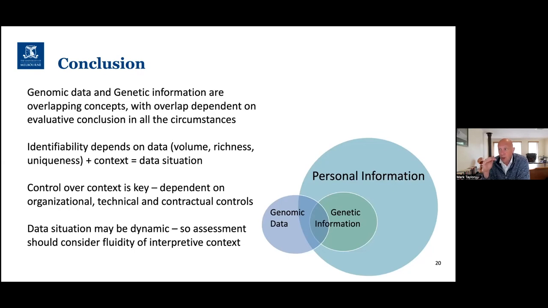Identifiability is going to depend on qualities of the data, such as its volume, its richness, and its uniqueness, but when placed in context. So it's the data situation as a whole which needs to be assessed and not the data in isolation. Control over context is thus key, and it will be dependent on the organizational, technical, and contractual controls that I've described. But it might also be dynamic. So the assessment of identifiability and the assessment of when and if genomic data is genetic information itself should consider the fluidity of the relevant interpretive context. Okay. I hope.